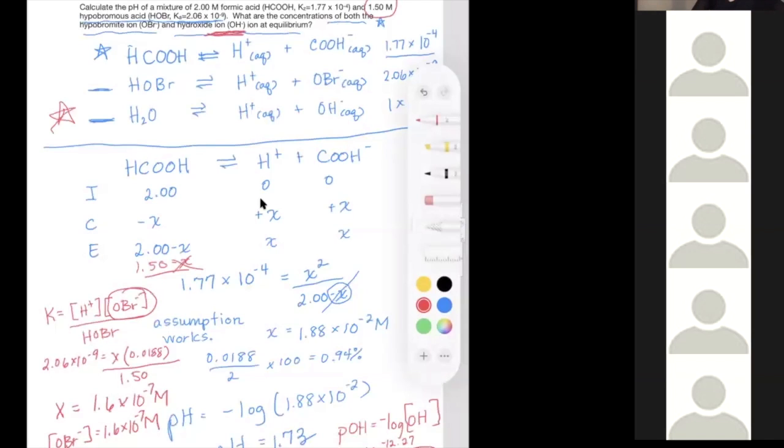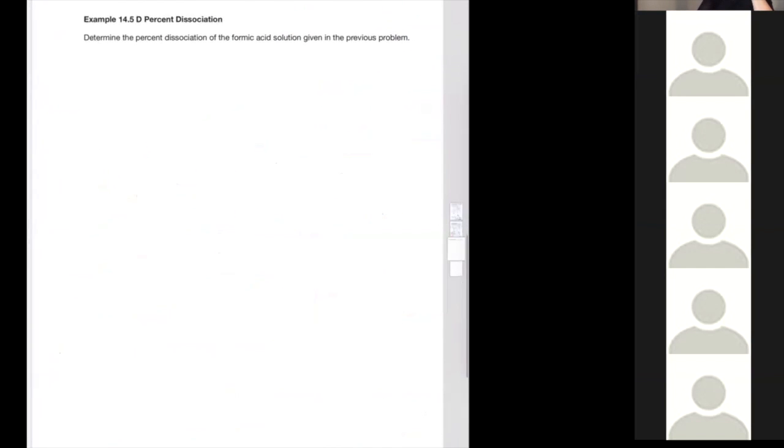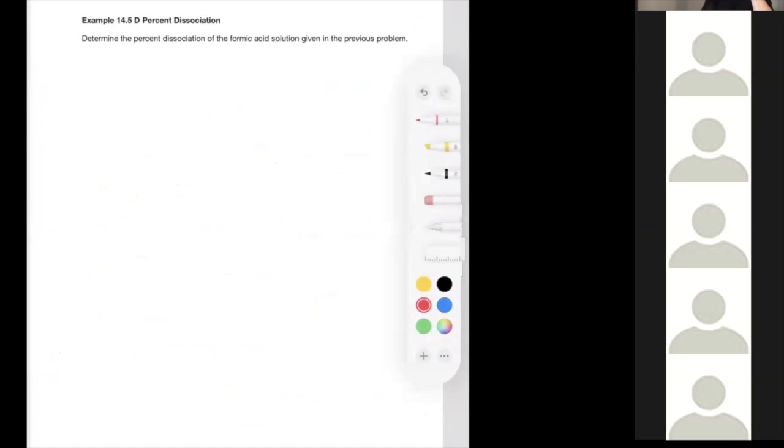All right, any questions here? All right, let's look at the next one. This one's simple, so we won't burn your brain out too much. So it says determine the percent dissociation of formic acid given in the previous problem.